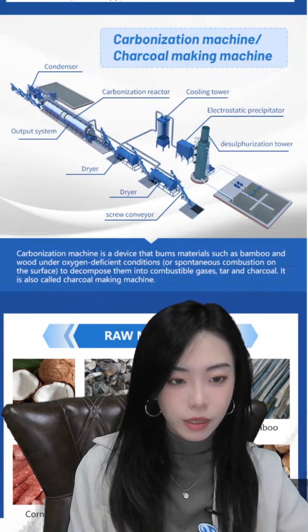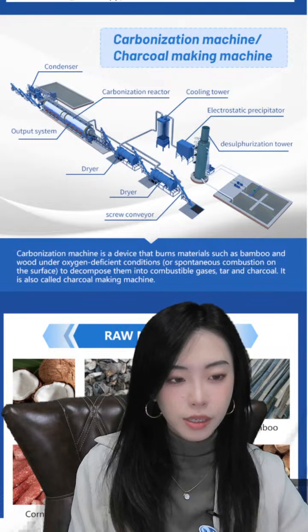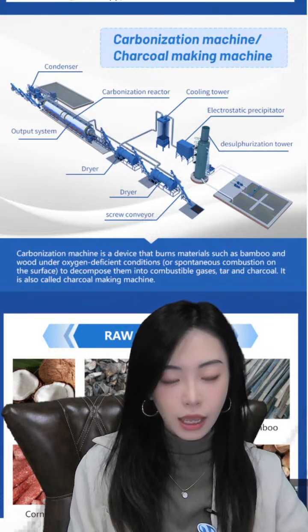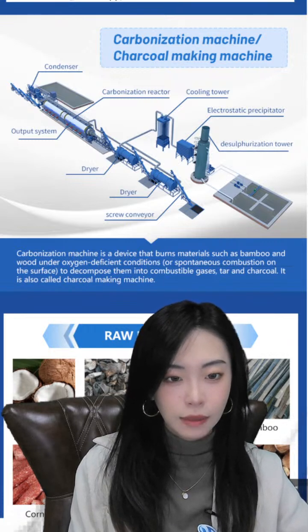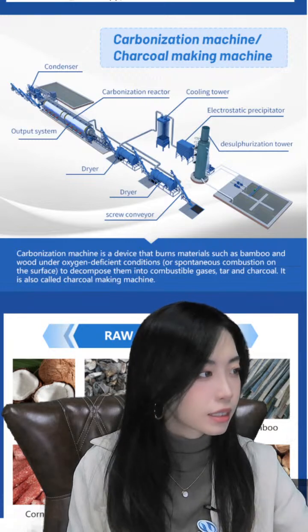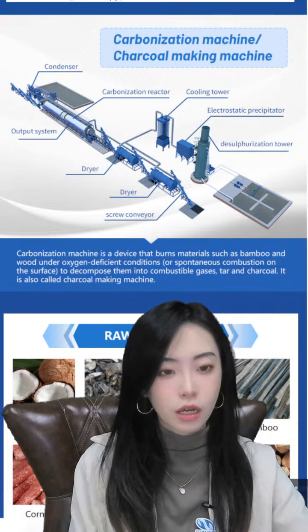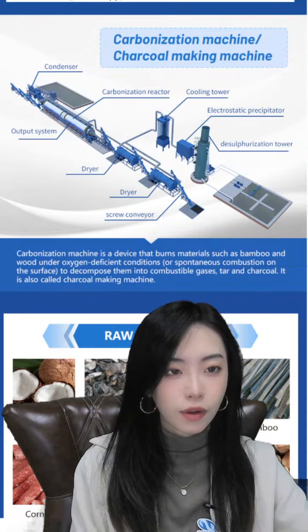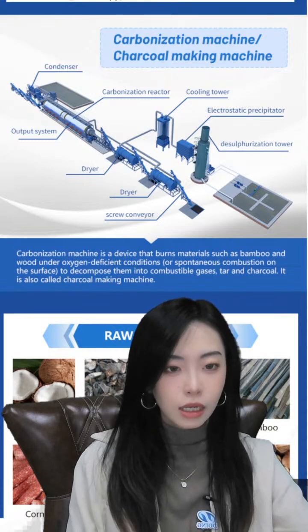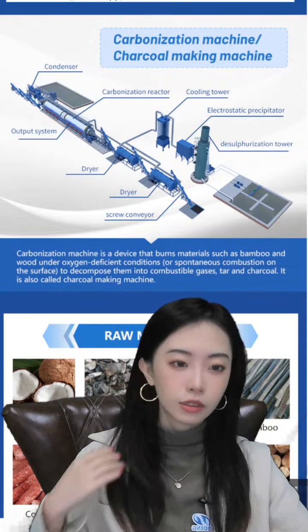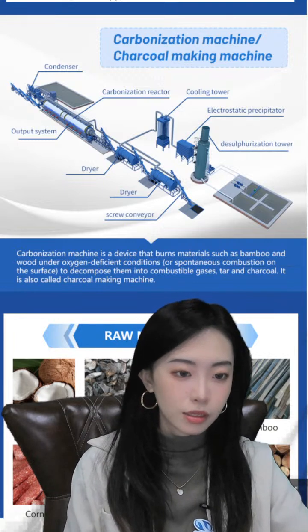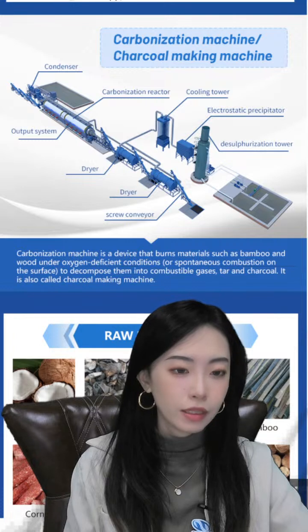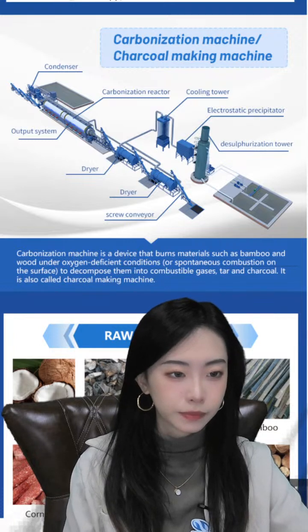The post-treatment stage is to separate, purify, and process the char products in order to obtain the carbon products that meet the requirements. This is a brief introduction about our business and our equipment. Later I will show you what kind of raw materials we can use and what products we can get, depending on this kind of technique.